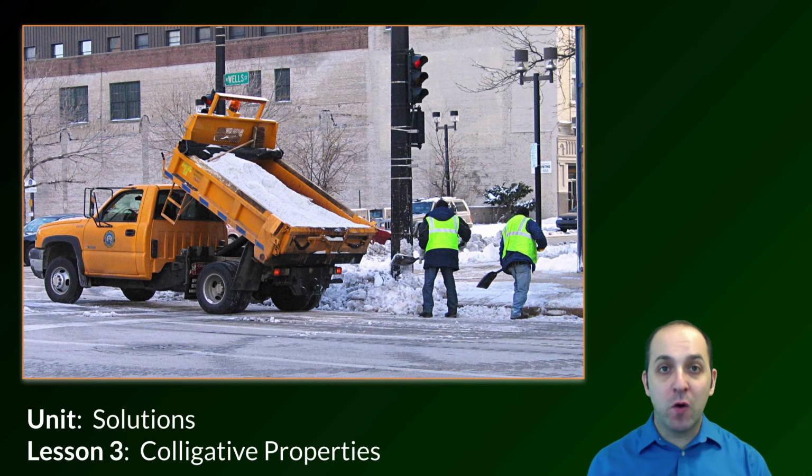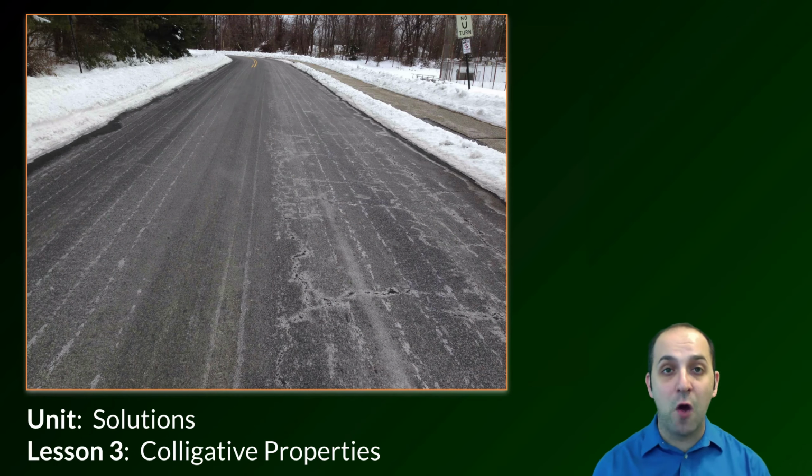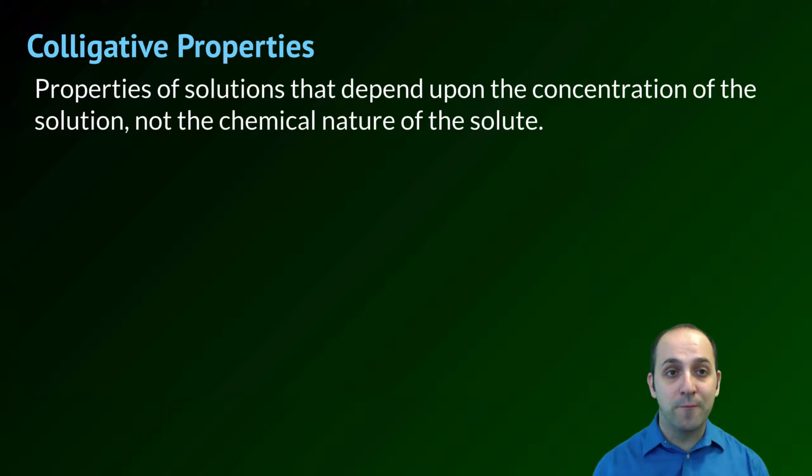Hi friends, welcome to our final discussion here in our solutions unit. Here in lesson 3 we're going to talk about colligative properties, which you may not be familiar with yet, but you have seen them in action. You may notice that when it snows around here, one of the things that we do is to put down salt on the roads, and that this salt causes the snow on the roads to melt. Have you ever wondered why that happens? It has to do with colligative properties. Let's go in and take a look.